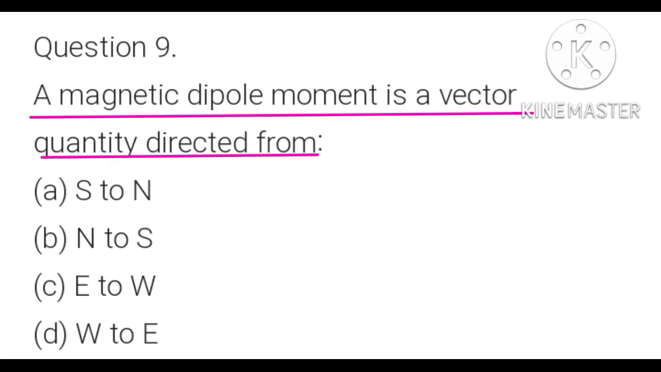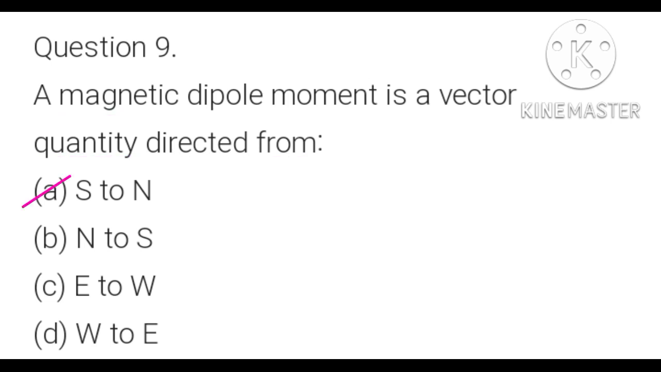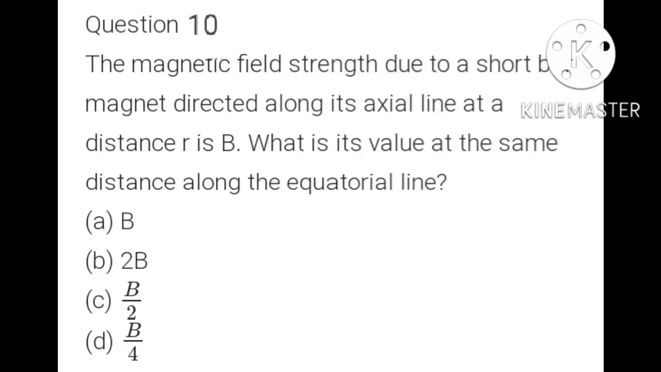Question number 9. A magnetic dipole moment is a vector quantity directed from: A option, south to north, B option, north to south, C option, east to west, D option, west to east. So here in this question, A is the correct option. The magnetic dipole moment is a vector quantity directed from south to north pole.